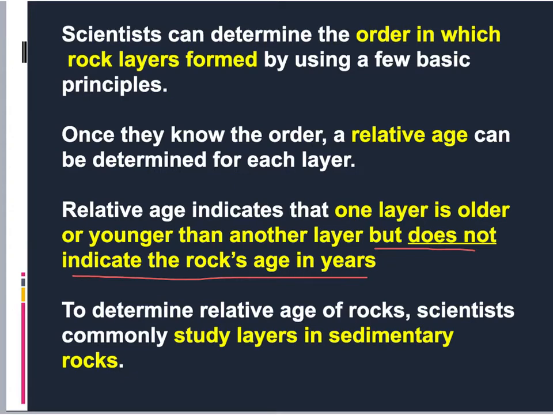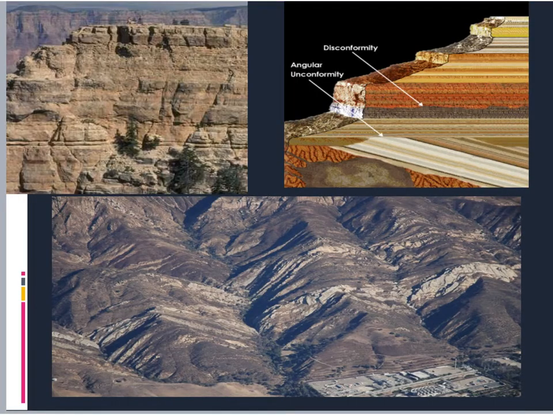So to determine the relative age of rocks, scientists commonly study layers in sedimentary rocks. Okay, so sedimentary rocks are perfect for this because they form these layers over time, right? Think about a riverbed or something. Compare that again to igneous rock. Igneous rock doesn't form in layers so neatly, so evenly. We'll get into that a little bit later in the lecture. So take a look at some strata here.